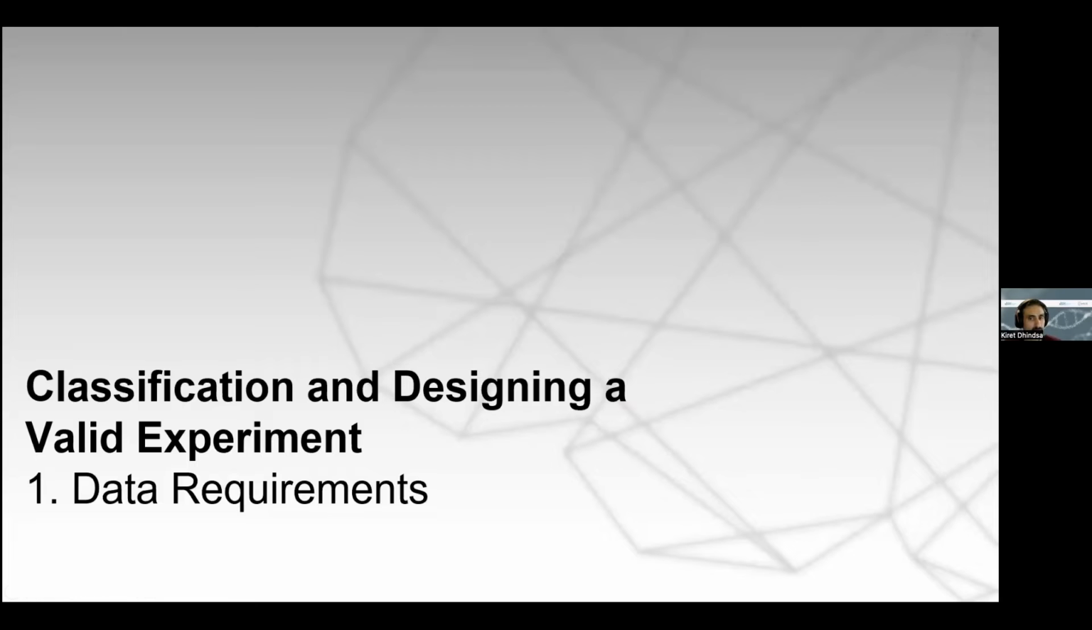So we're going to, like I said, talk about classification in particular. Now that we've covered the very basic concepts that should give you at least a good starting point for literacy in machine learning papers, we can talk a little bit more specifically about how classification works and how to design a valid experiment. And the first step in that, which is very important, is what kind of data do we actually need to make this work?